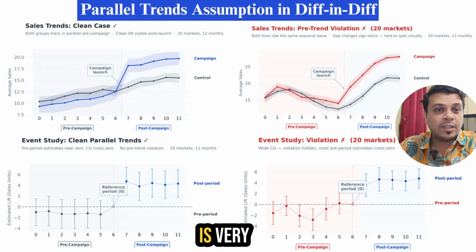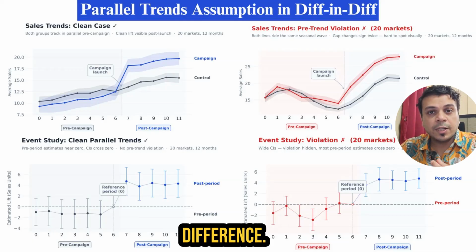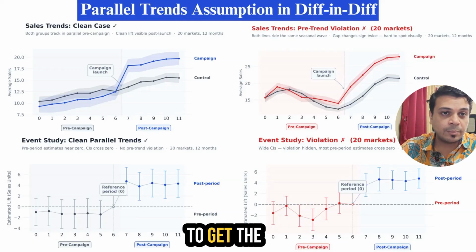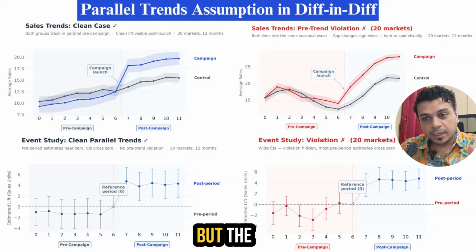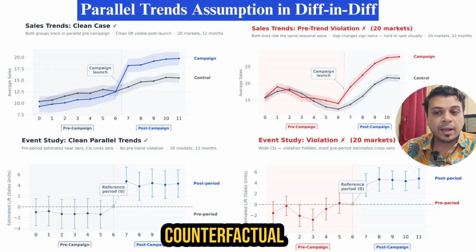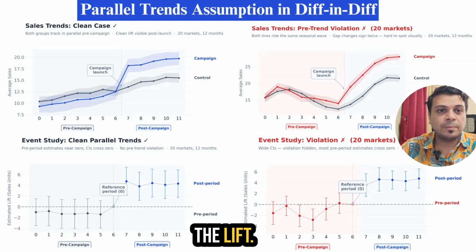In this case, the methodology is very simple, like you saw, it's just a basic difference. The equation at least is very simple. In reality, you have to run a regression in order to get the proper lift estimates, but the core mathematics of it is just that difference between the counterfactual and what actually happened that gives you the lift.